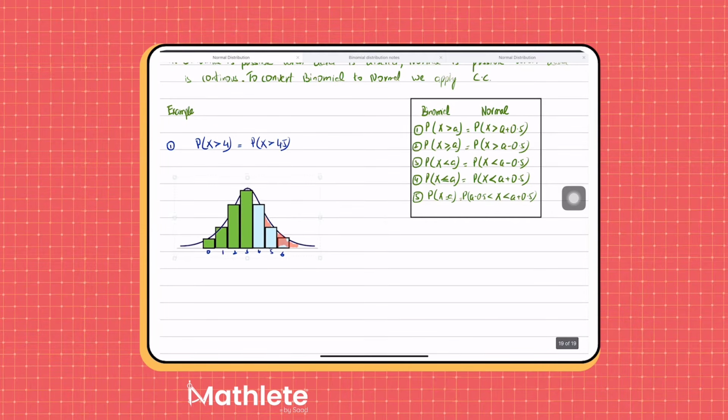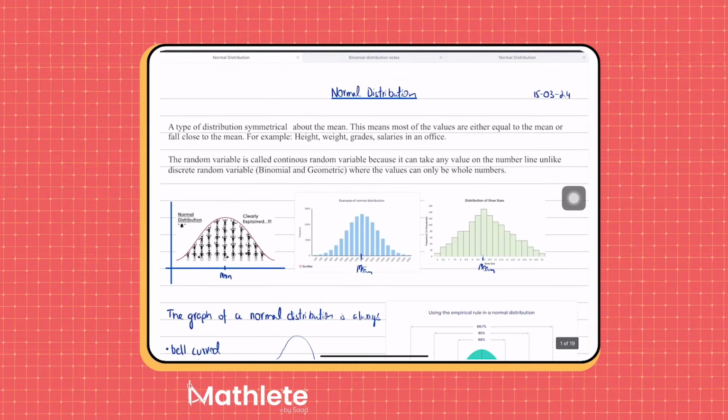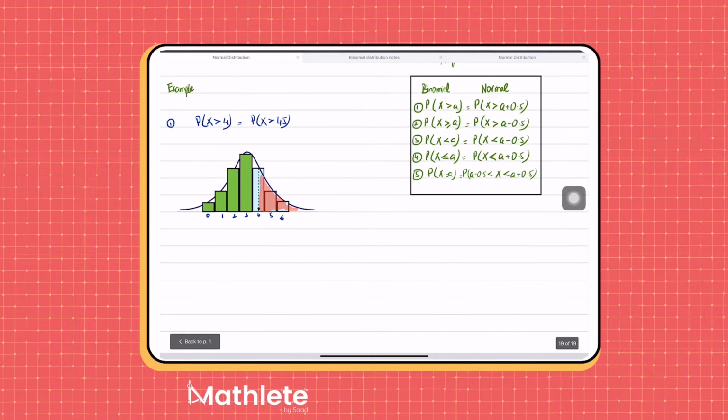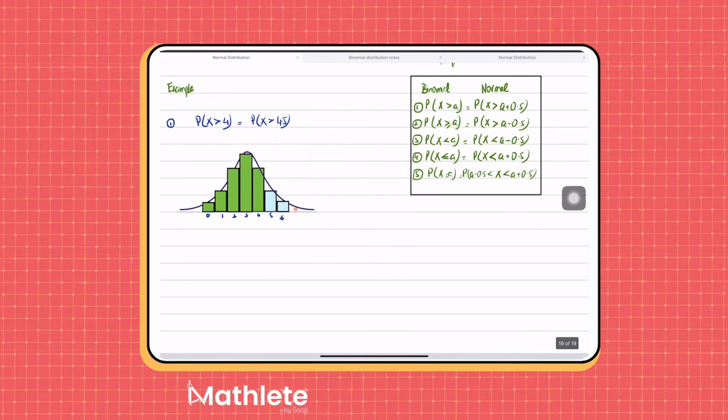Okay, now let's say we are solving a binomial distribution question, and we're asked to calculate the probability that x is greater than 4. That means we are going to consider which two bars? We're going to consider 5 and 6. That means we're going to consider the bars that I've highlighted in blue, which are 5 and 6.